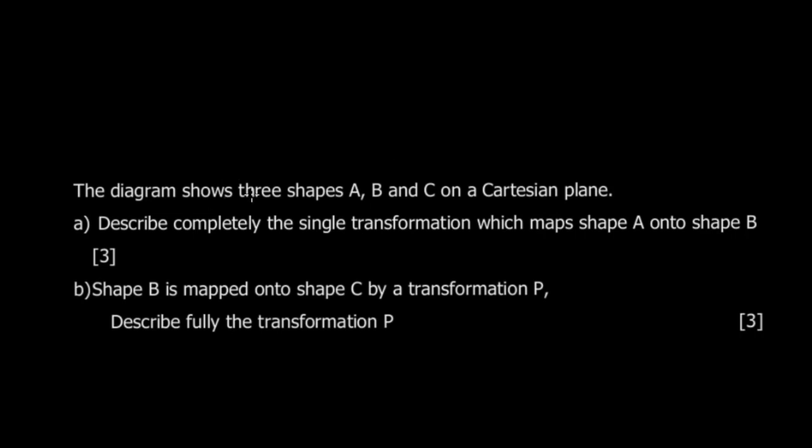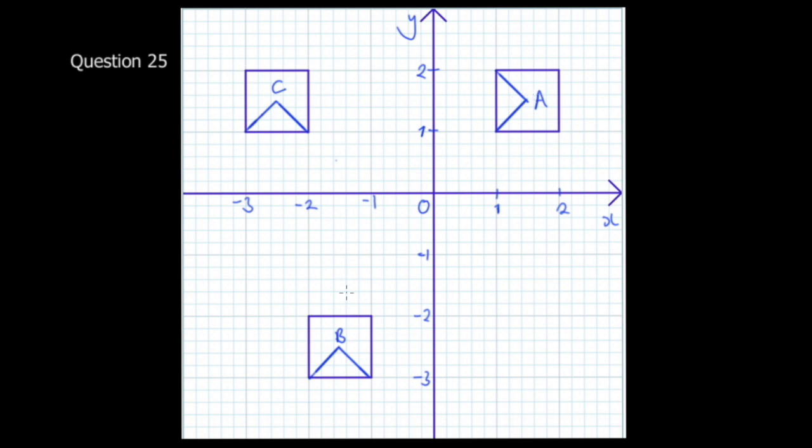The diagram shows 3 shapes on a Cartesian plane. You want to describe fully the single transformation which maps shape A onto B. So shape A onto B. So this shape, we want to make it to this. So the first thing that you recognize there is that this is a what? This is a transformation that doesn't distort the shape, so it's a congruent transformation. Congruent transformations are rotation and translation, they don't distort.